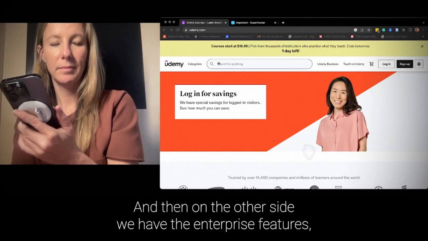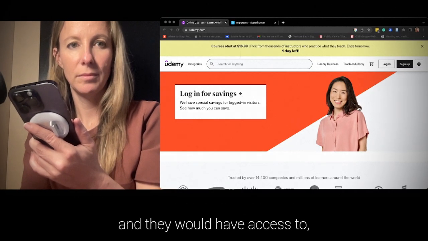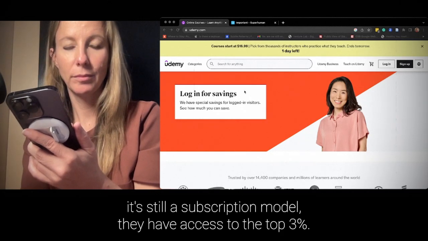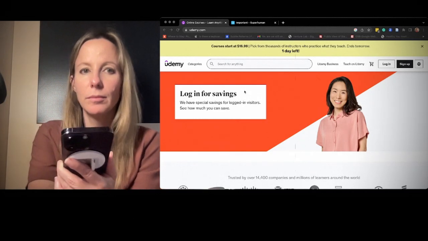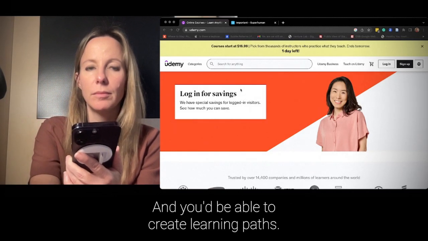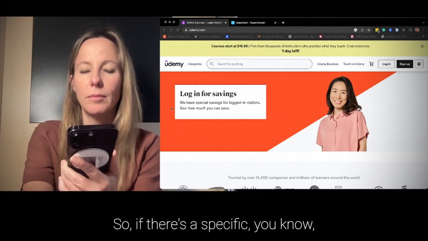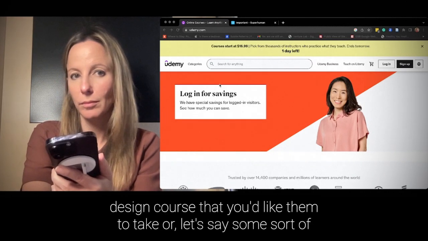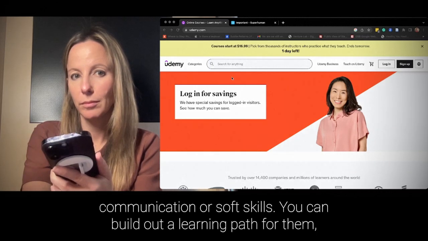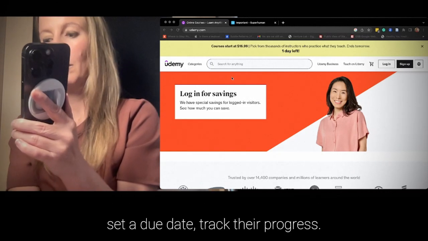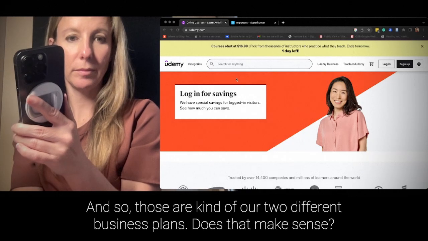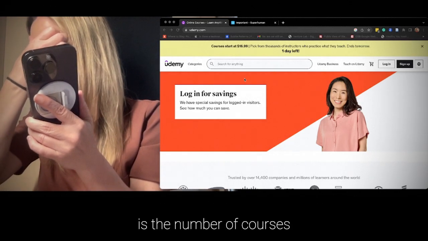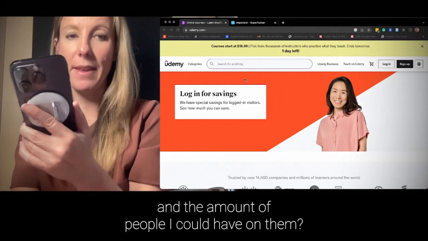And then on the other side, we have the enterprise features. It's still a subscription model, they have access to the top 3%. We're sitting at about 9,000 English courses. And you'd be able to create learning paths. So let's say there's a specific design course that you'd like them to take, or some sort of communication or soft skills. You can build out a learning path for them, set a due date, track their progress. And so those are our two different business plans. Does that make sense?